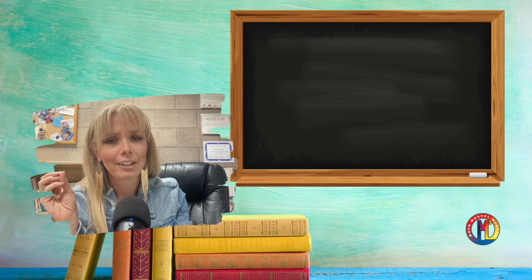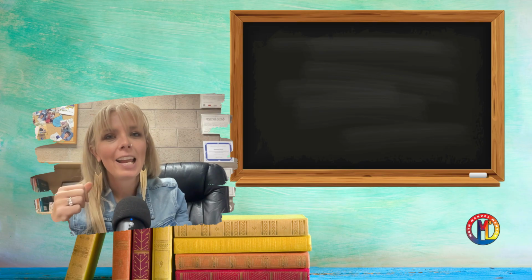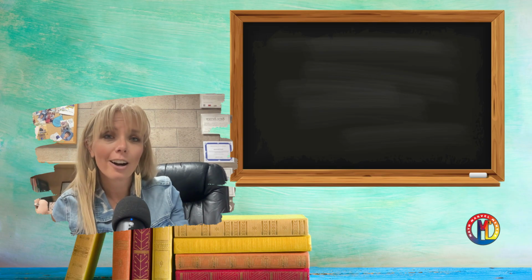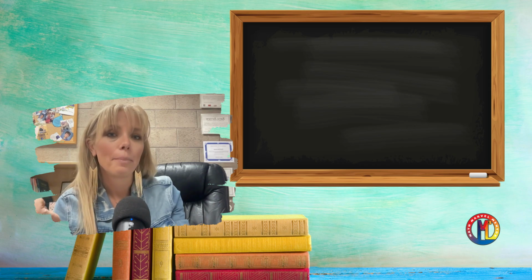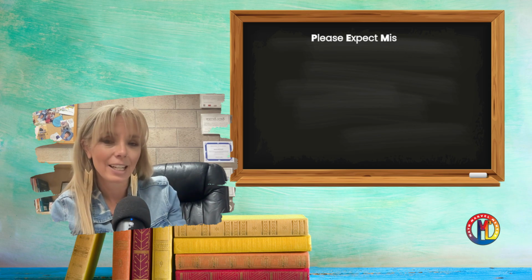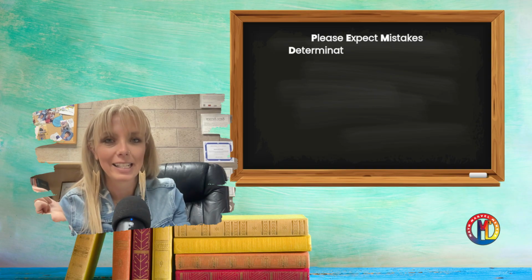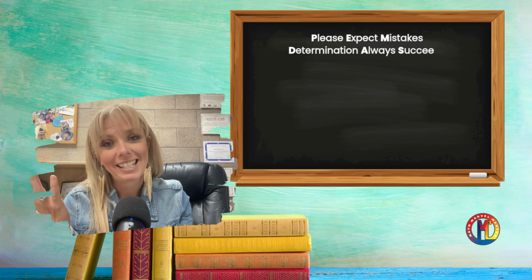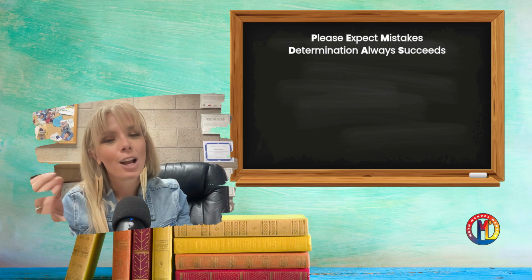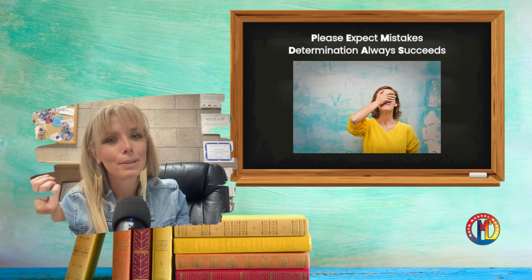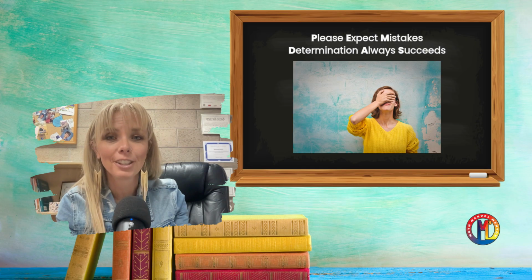Mathematicians are accurate. They like to attend to precision. And so for mathematics, for our acronym, we are going to use Please Expect Mistakes. Determination Always Succeeds. And this makes sense when we're learning about mathematics. We have to expect mistakes. Please expect mistakes. That's how you learn. And then determination always succeeds.